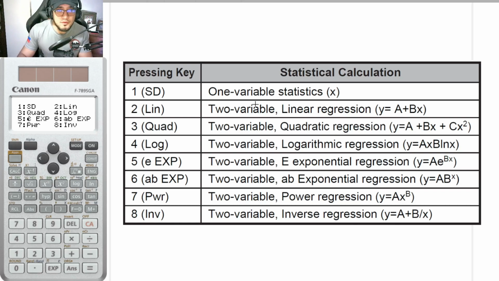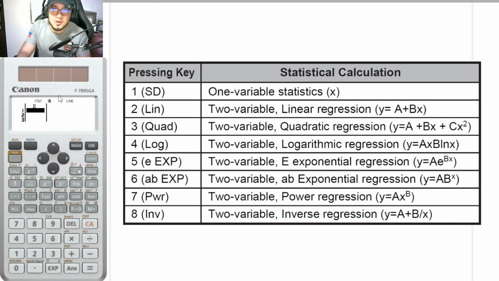And when we say 2 variable, when I click 2 here, we have two columns. So we have the X and the Y column. And once again, if you go to that feature, click mode, then 3 for stat, and let's say that we choose one-variable statistics. If I click 1, there, it has only 1 column, so it has no Y.